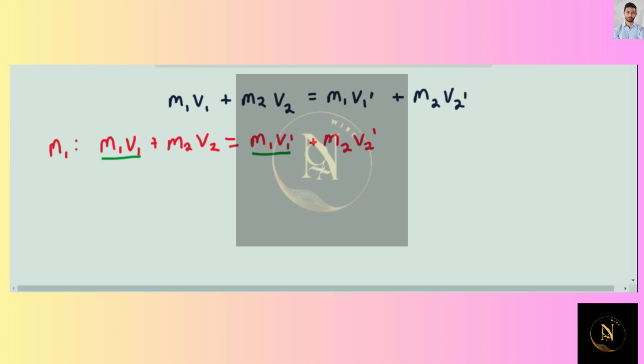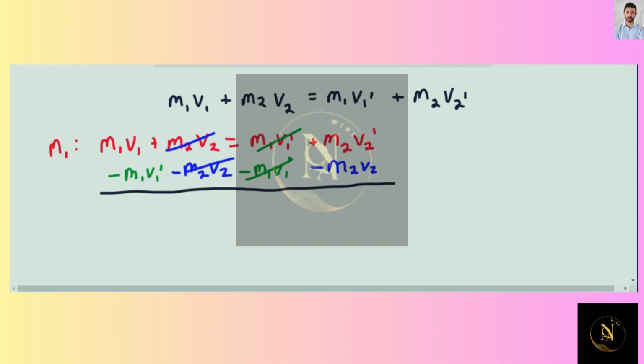So I'm going to do this by first subtracting m1 v1 prime from both sides of our equation, because then the m1 v1 primes cancel on the right. And on the left-hand side, I'm also going to subtract m2 v2 from both sides, because then these terms will cancel as well. So now none of these are like terms. So we're just left with m1 v1 minus m1 v1 prime, and this is equal to m2 v2 prime.